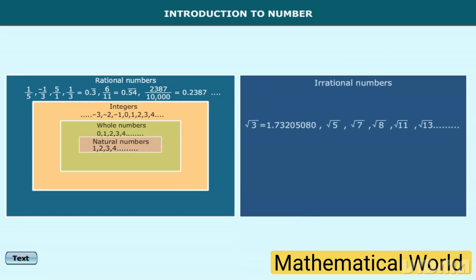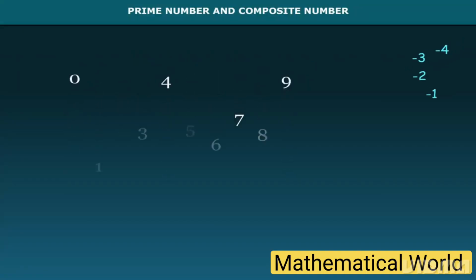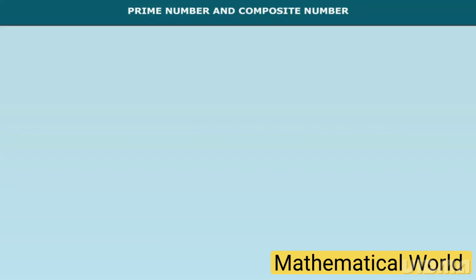The irrational numbers include numbers such as the square roots of numbers that are not perfect squares, or we can say those numbers which are non-terminating and non-repeating. Real numbers. Irrational numbers and rational numbers together form the set of real numbers, which include every number that makes up the number line. Let us understand prime and composite numbers.